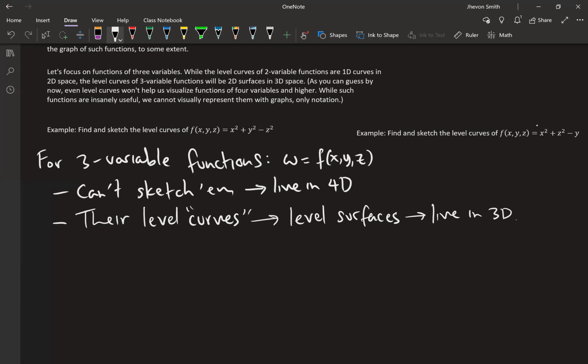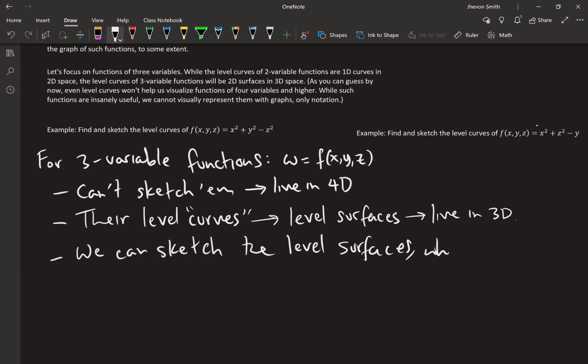But we can sketch the level surfaces, which can give us info about the function. Same way that us looking at a contour map can give us information about the landscape that we're about to walk over.